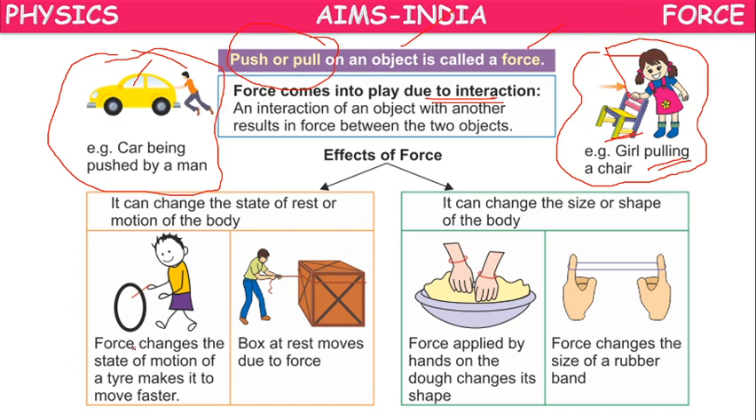Here the boy is trying to move the tire with the help of a stick. What happens? The state of motion of the tire makes it move faster. With the stick we hit the tire, the speed of the tire will increase. Here the box is under rest. If the person tries to pull the box with a greater force, it starts moving. So force can change the state of rest or state of motion of a body.